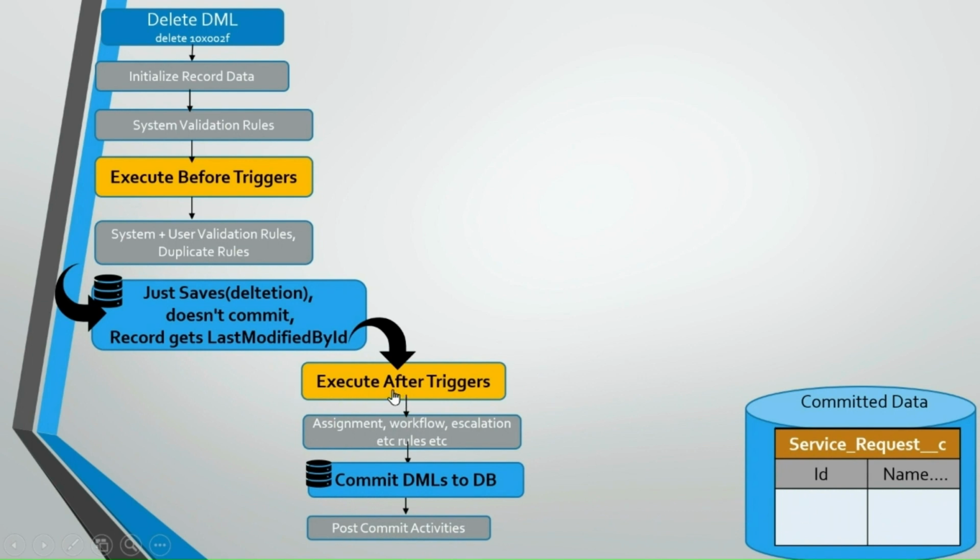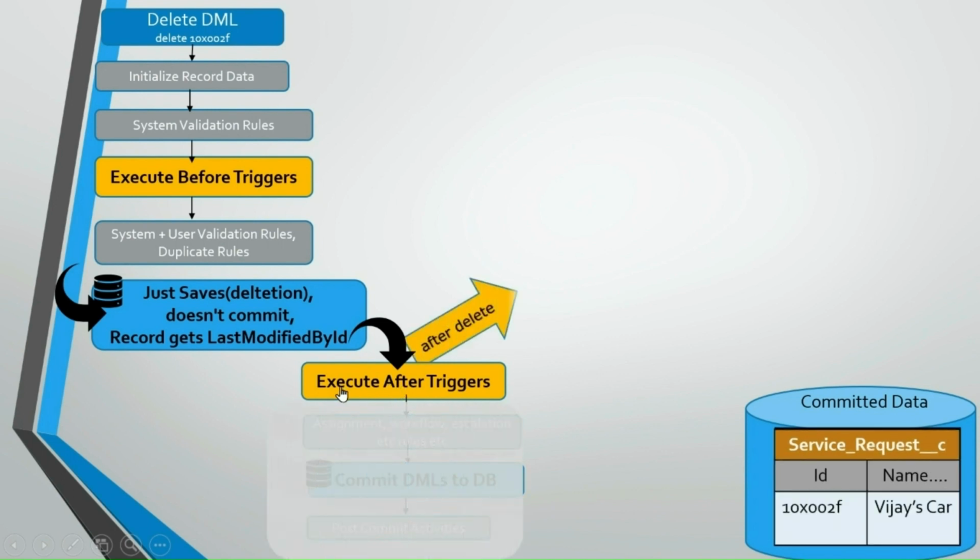As now we are discussing about after delete trigger event, let us concentrate on this step for this order of execution. At this step, you would still see the record is still available because it has not yet committed, though it is saved the deletion into the database. For other transactions, the record still exists because deletion is not yet committed.